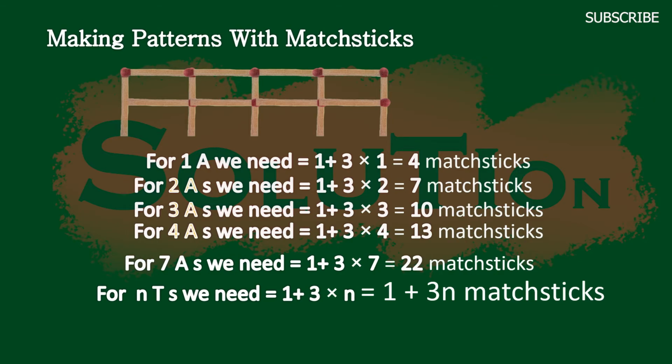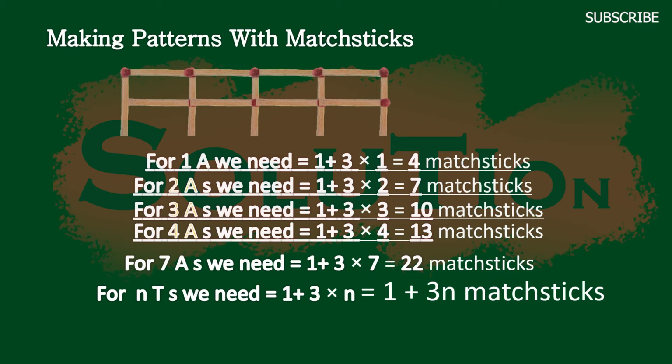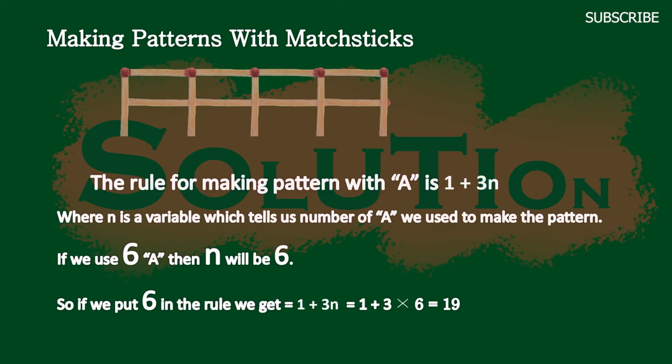Like this, for n A's, where n is a variable and can be any number, what will be the rule? It will be 1 plus 3 into n. That means 1 plus 3n matchsticks we need. So here the rule is 1 plus 3n.